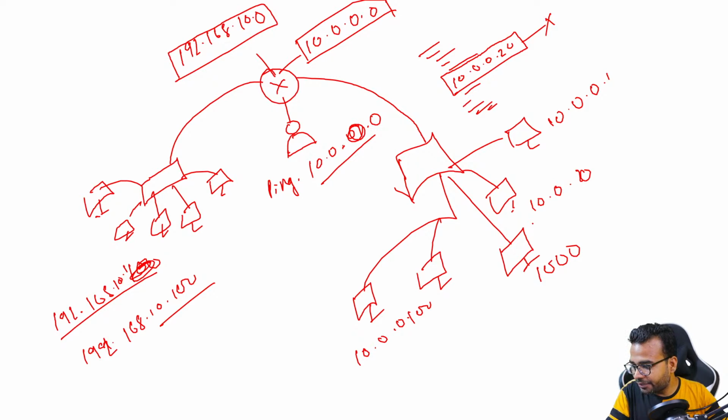We use network ID for the router to choose the path for data transfer, from one network to another network. Very good, cyber security, very good. Good answer.